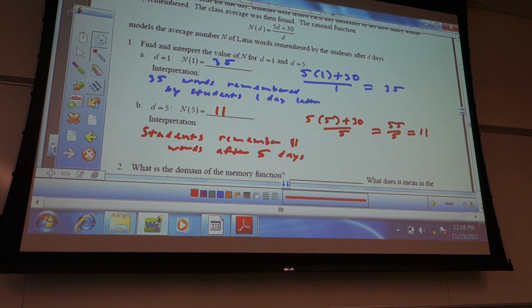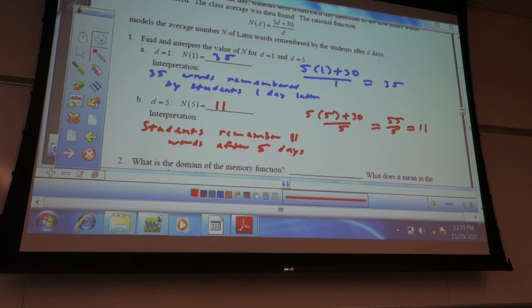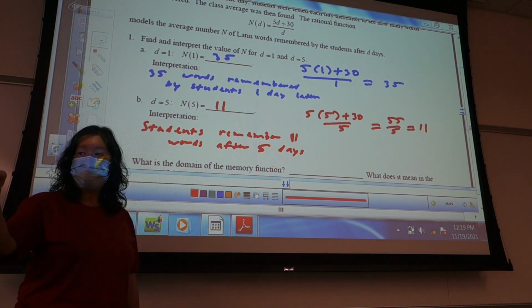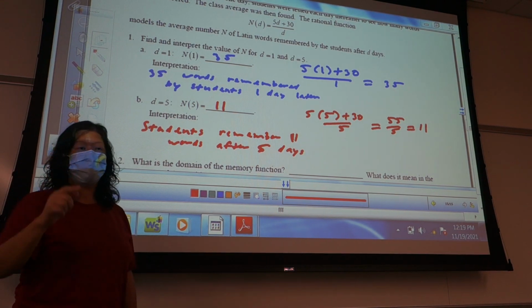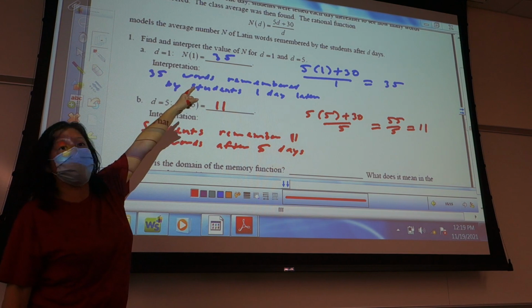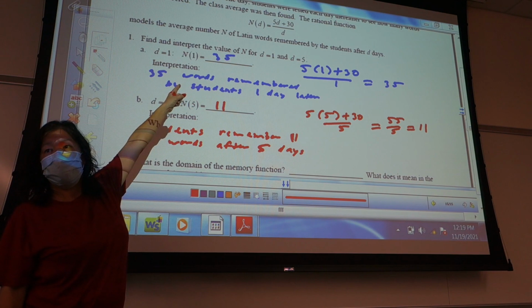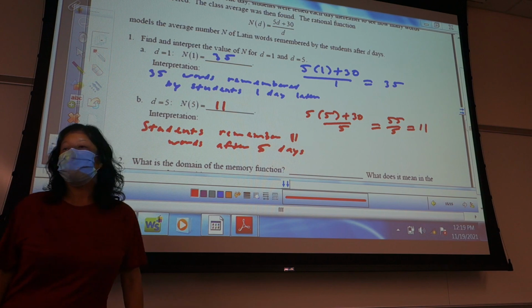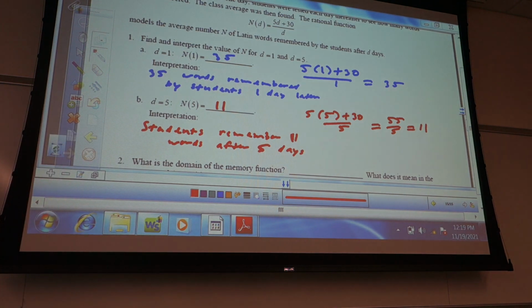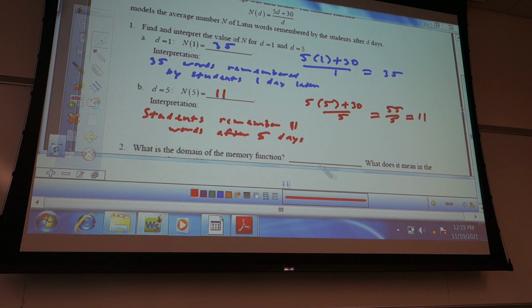Okay. What's the domain of the memory function? What's my domain? We can never, ever, ever divide by, so what are the two things we can never, ever do? Divide by 0 and square root a negative number. So is either one of those things going on with our function, N sub D at the very top there? Are we square rooting D? No. Are we dividing by D, so with D in it? Yeah, so D can never be what? 0. So here, X cannot equal 0. D cannot equal 0.